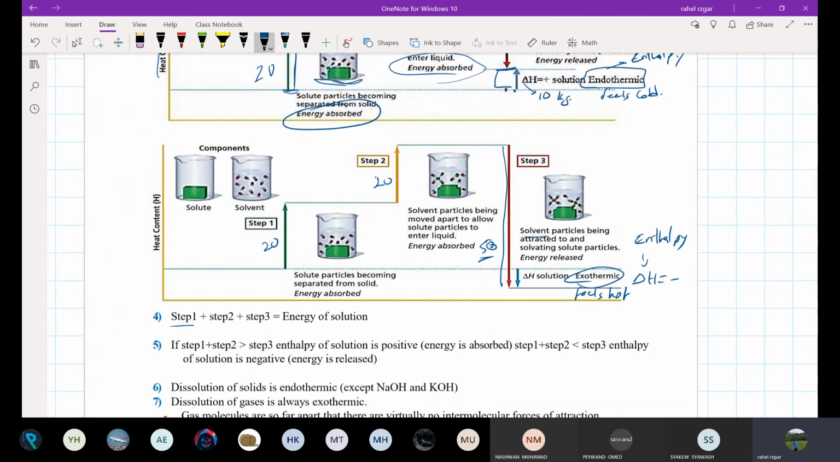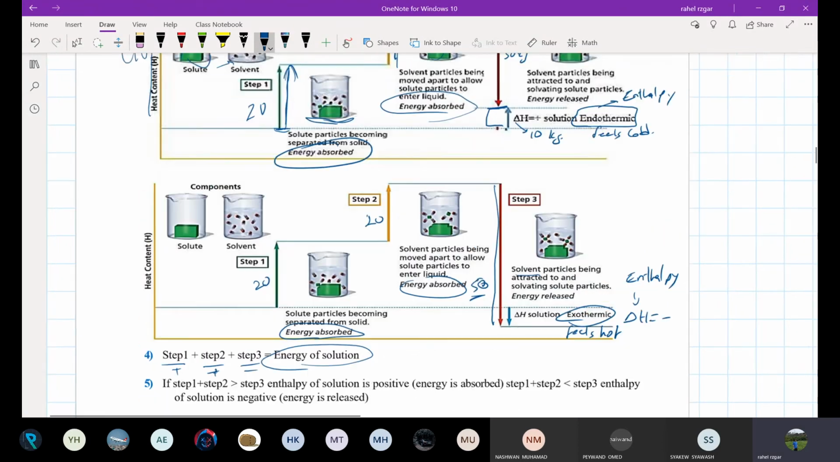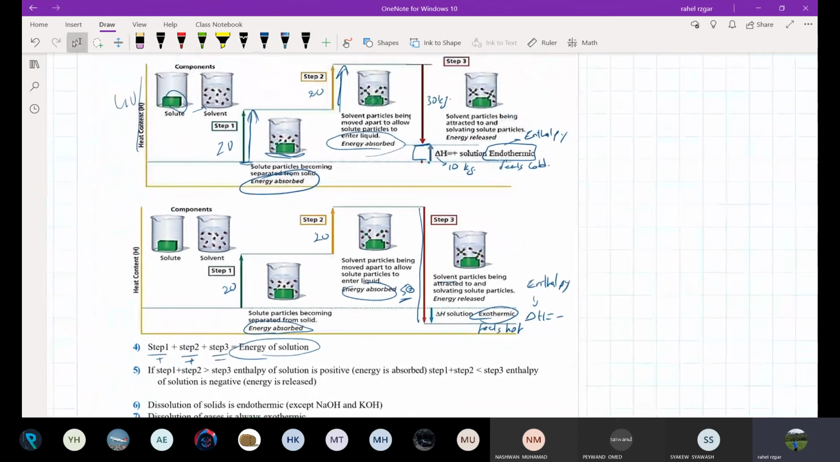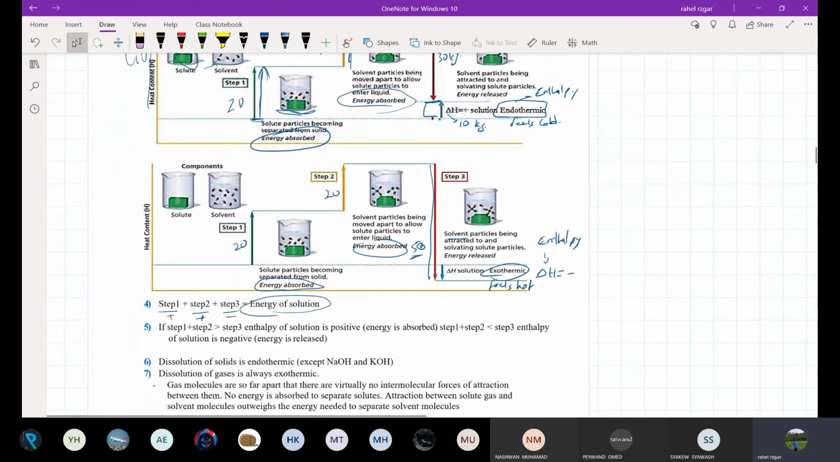Step 1, which is absorbing. Step 2, which is also absorbing, which is positive, positive, positive. Step 3 is negative. So if we collect all of them together, we collect the energy of the solution. If negative is higher than the positive, we get a total of negative and it will be exothermic. If positive is higher than the negative, then we get an enthalpy of positive, then the solution is endothermic. But what do we call this change? We call it enthalpy of solution.